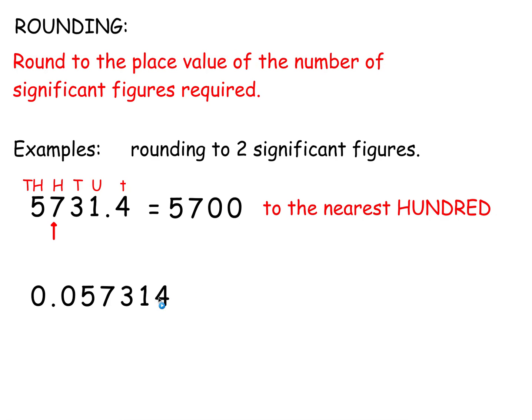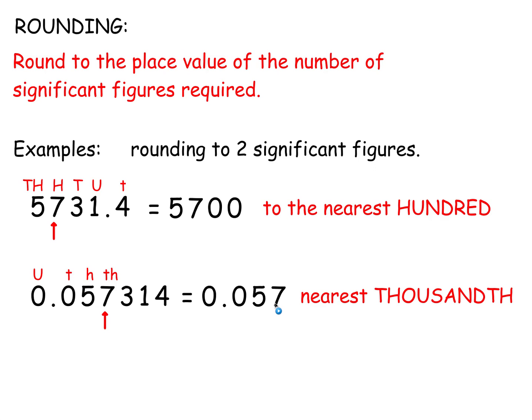If you want to round this to two significant figures, that's first two zeros are not significant. The 5 and the 7 are the two significant figures, so you're going to round it to that 7. That's in the thousandths, 7 thousandths. You're rounding off to that position. So that is to the nearest thousandth, 0.057, two significant figures. No zeros on the end, because we don't need to tell that there are zeros here to give place value. The zeros at the start give place value.